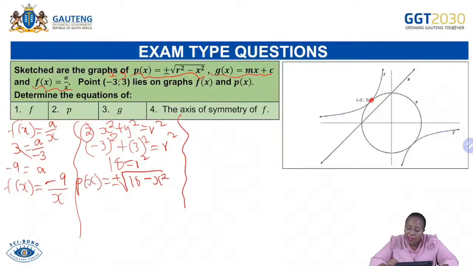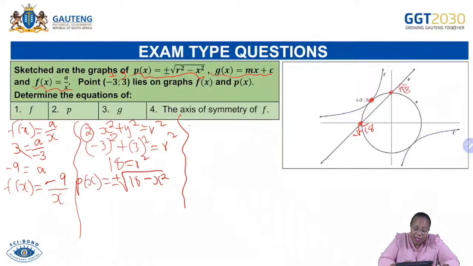And the g function is a straight line graph. And then if you look at the straight line, it is cutting through the radius of this circle. So our radius squared is 18, r squared. So r will be the square root of 18. That means this is square root of 18 and minus square root of 18.